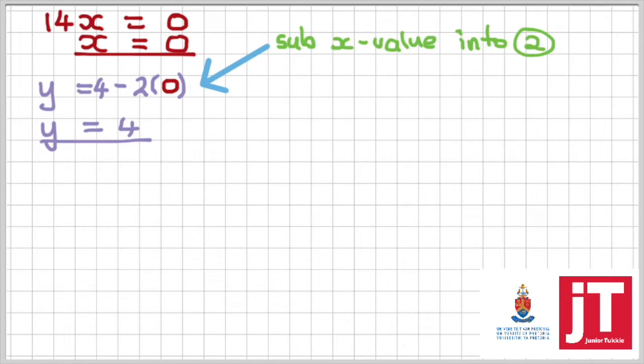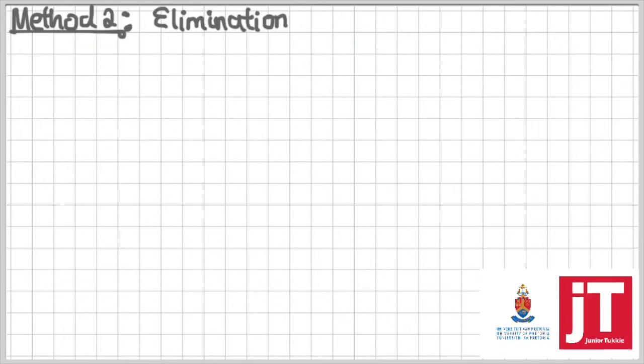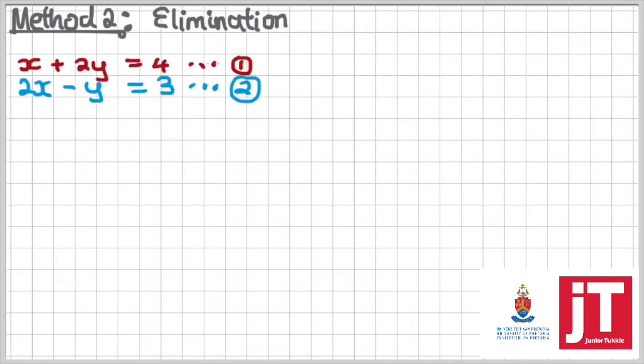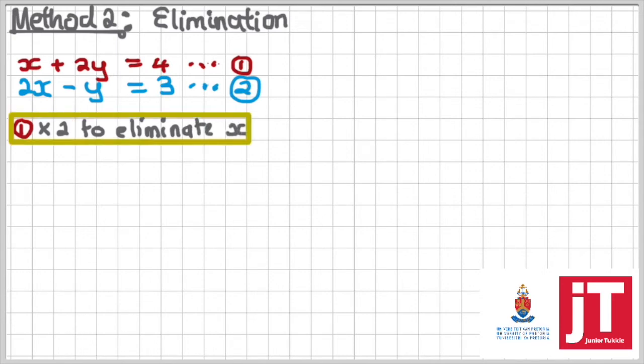I want to proceed to the second method, which is the method of elimination. It's suggestive: eliminate, we've got to remove something. But what equations are we working with? We're working with x plus 2y is equal to 4, and 2x minus y is equal to 3 as my second equation. So again, here it's out of choice. I'm going to say equation 1 multiplied by 2 to eliminate x.